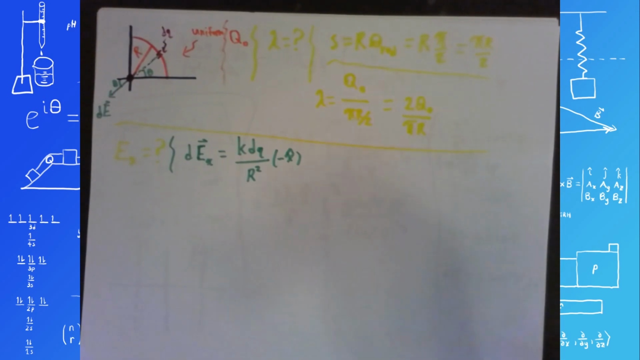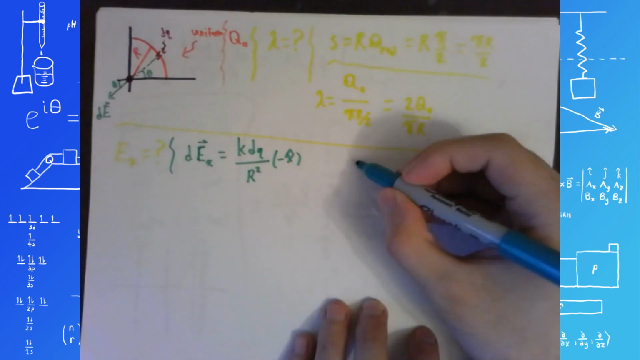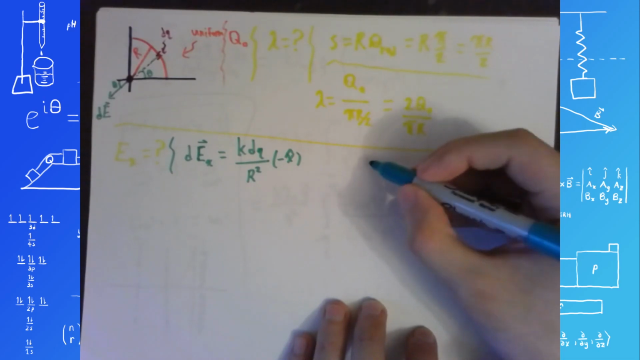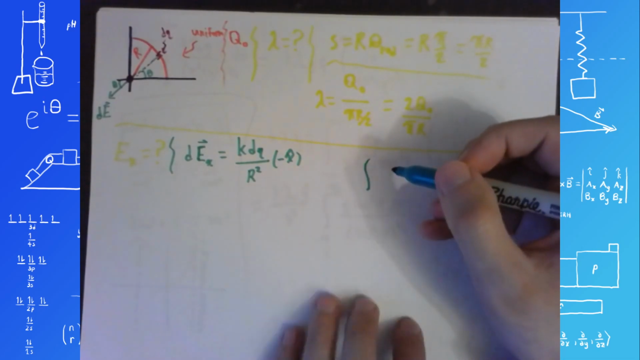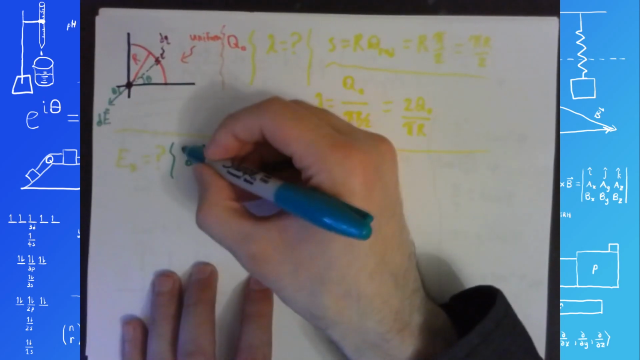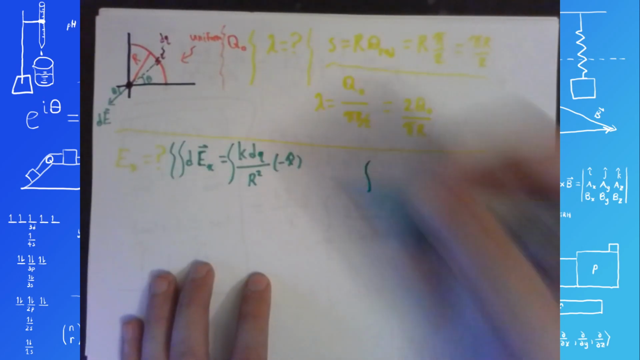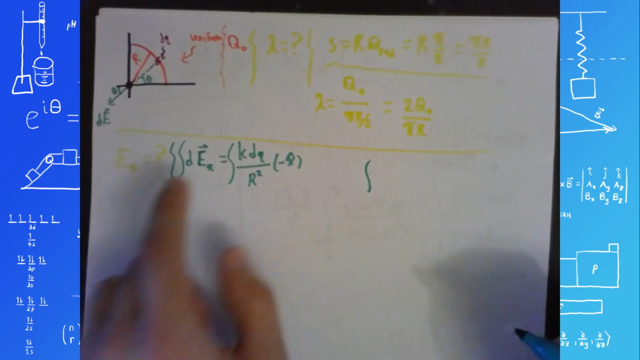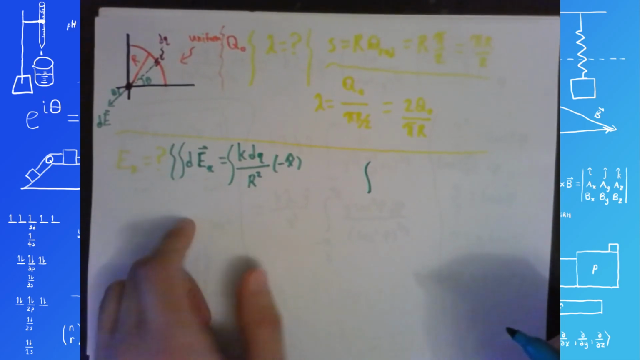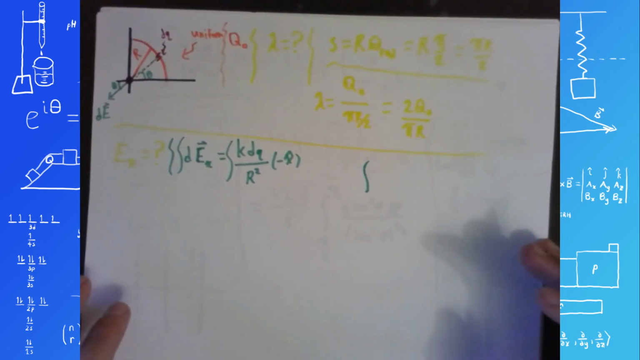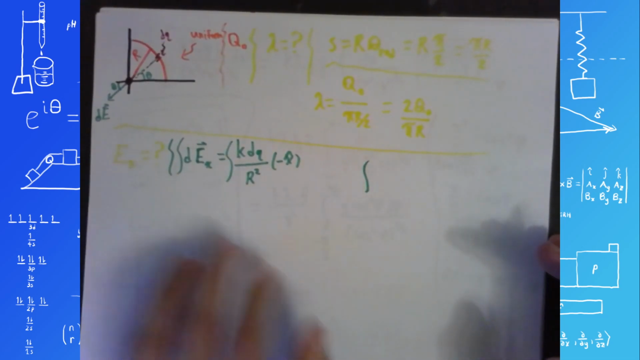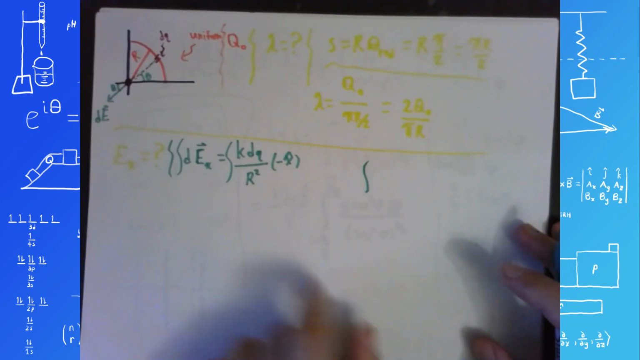Well, I can't really integrate this. If I integrate both sides of this, then the integral of dEx is just going to be Ex, the total x component of the electric field. So we don't need to worry about the integration bounds there.